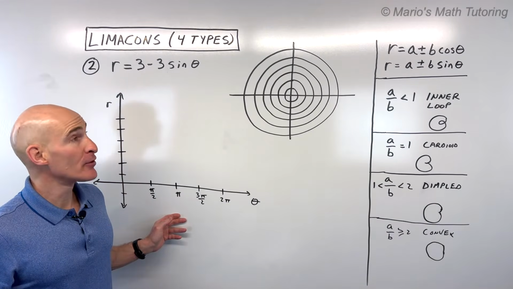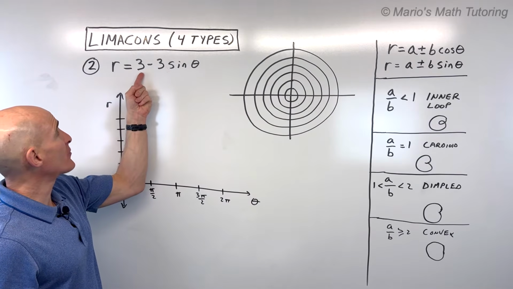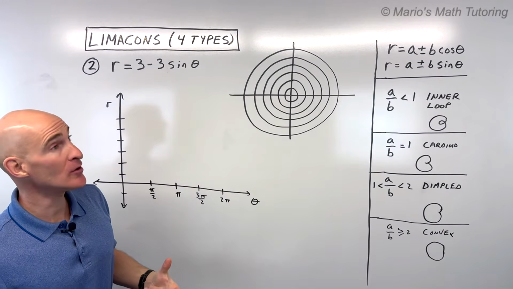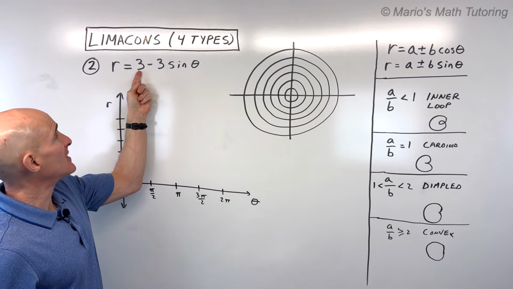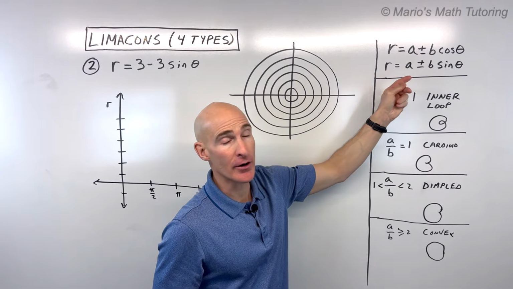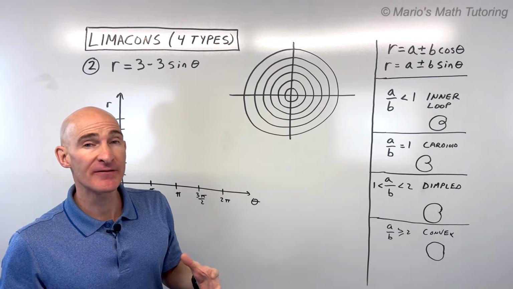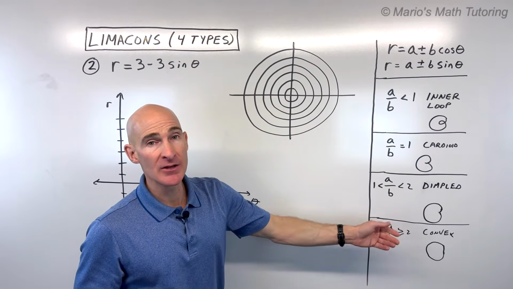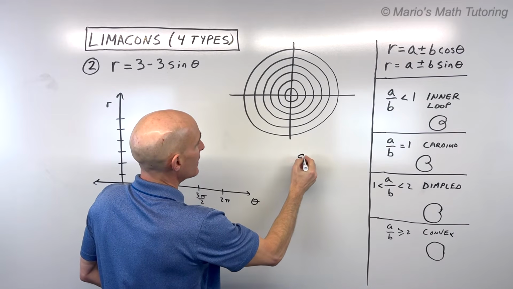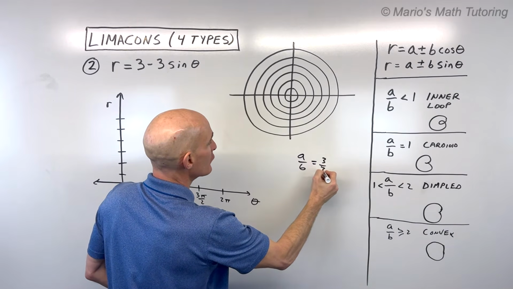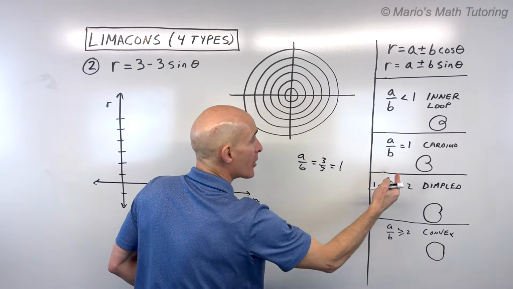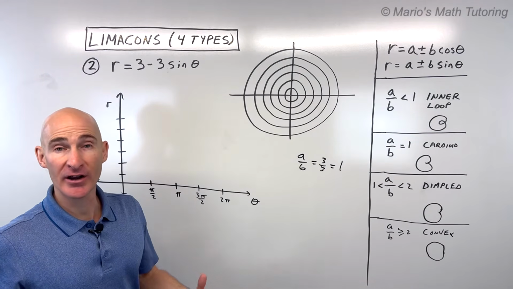Okay, for example number 2 now, we've got r equals 3 minus 3 sine theta. Again, this is a Limaçon, because you can see we have this a minus b sine theta. It looks something like this form right here. But what we want to do to help us is to figure out what type of Limaçon it is. So let's look at the ratio of a divided by b. So in this case, a divided by b, that's 3 over 3, which is equal to 1, which tells us that it's a cardioid. And cardioid, you think of like cardiac, like heart, right?